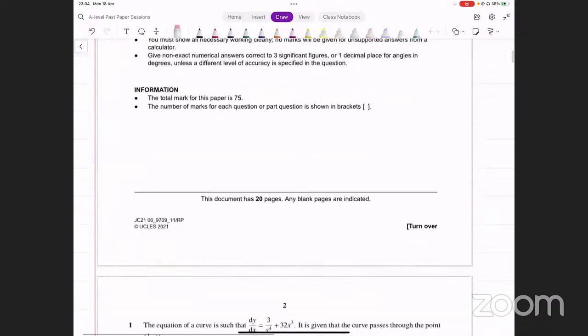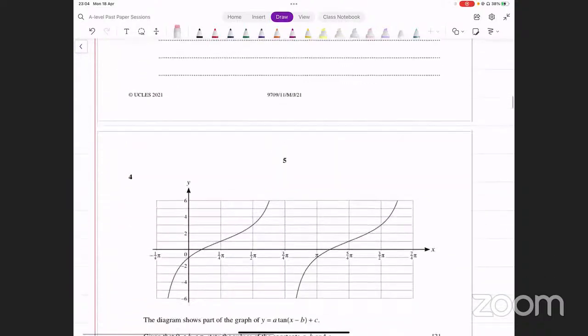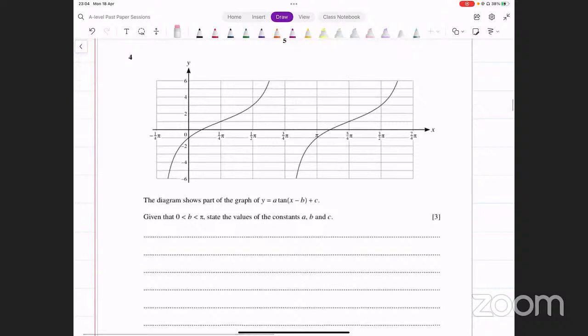Okay, now let's begin. So as I said, I'm going to start with question number 4. Okay, so we've got this diagram that shows part of the curve y equals a tan(x minus b) plus c. So this is the curve that we're given. We're given that b is between 0 and pi. And using that information, we have to state the values of the constants a, b, and c. ये तीनों में figure out करना है. ठीक है? Now, how do we figure out the values of these 3 numbers?